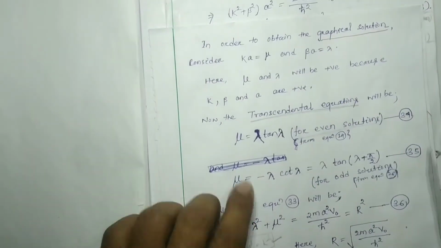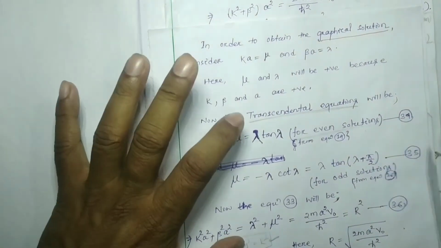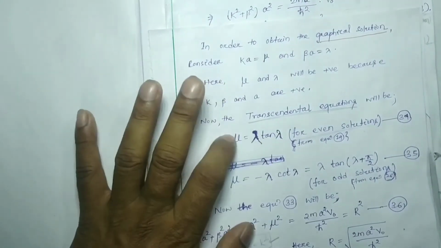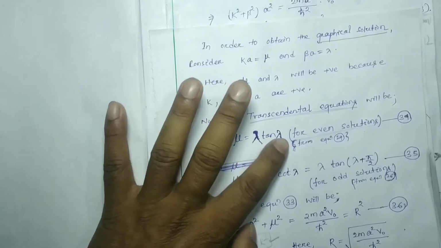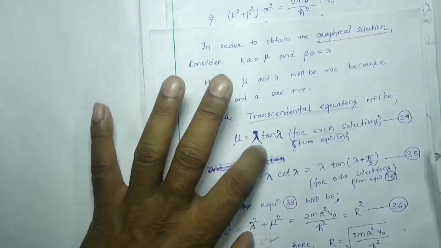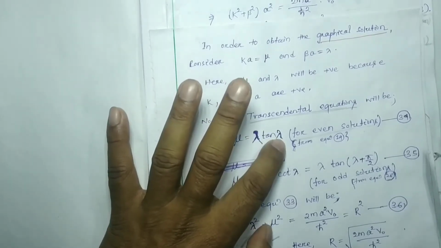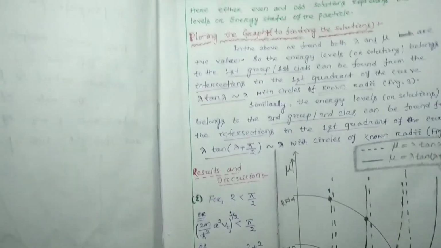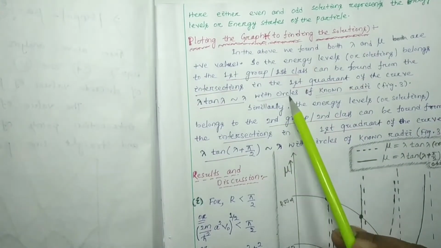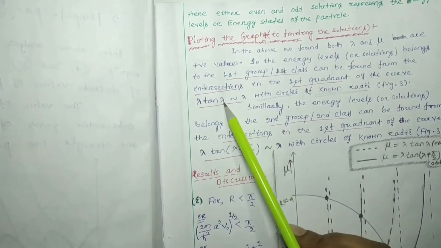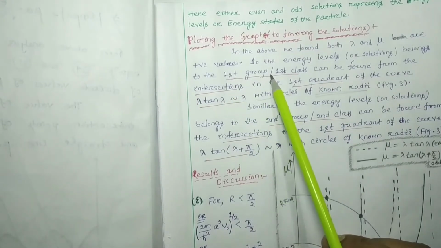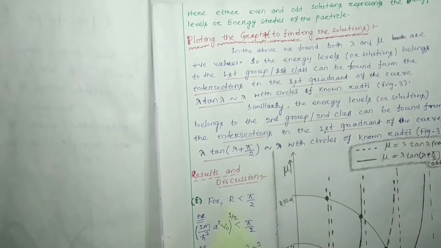Whatever we discussed: if we are going to consider this and this at a time, this is a circle equation, and this is one tan function, mu equal to lambda tan lambda, where a lambda value is multiplied with the tan function. So whenever we consider the intersection of the circles with this curve, we can find the first group of solutions, the even solutions, or the solutions which have even parity, right?